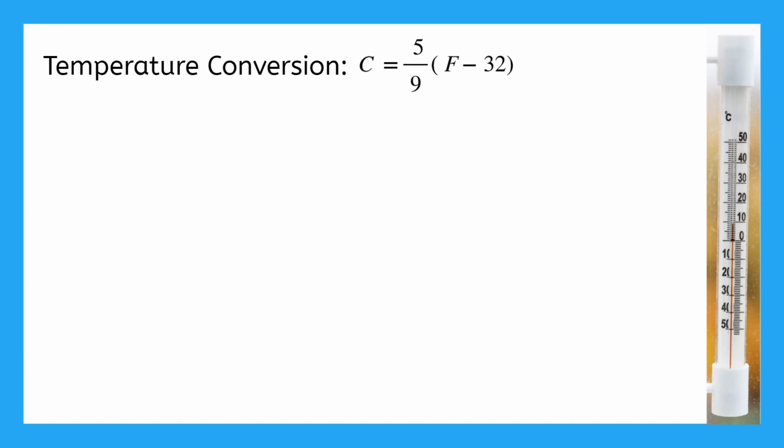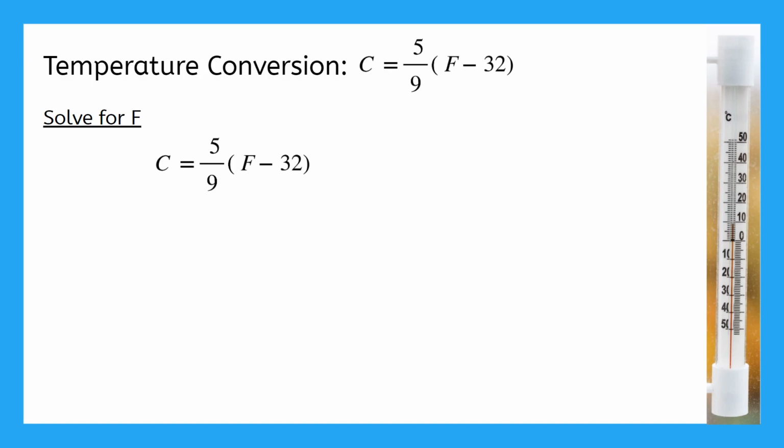Final example, the formula for converting temperatures from Fahrenheit to Celsius. There is only one variable we could solve for here, so let's solve for F for Fahrenheit. Remember, the order for undoing operations, SADMAP. That part in parentheses cannot be undone until everything else is gone.